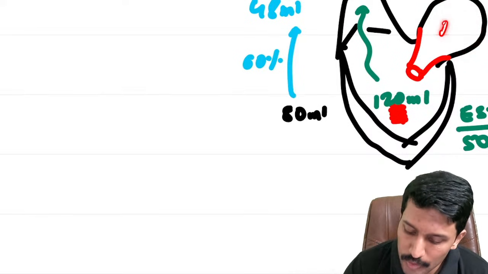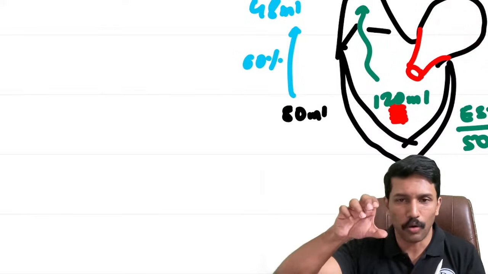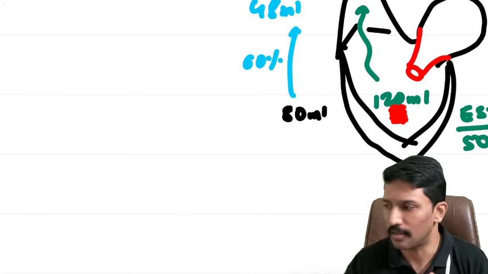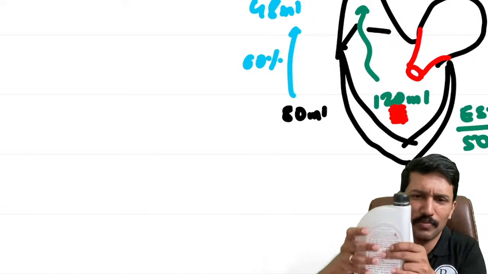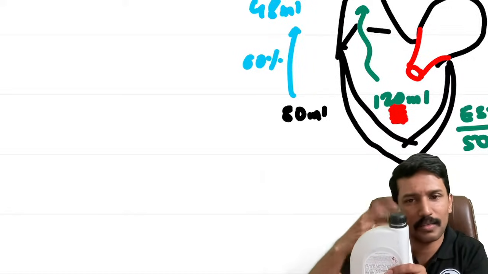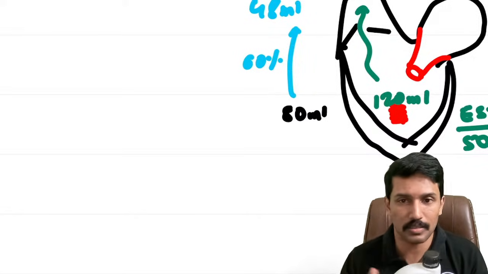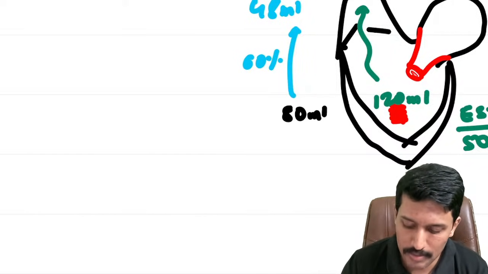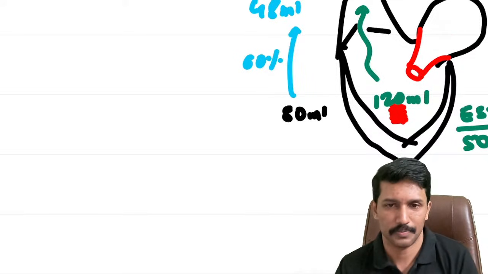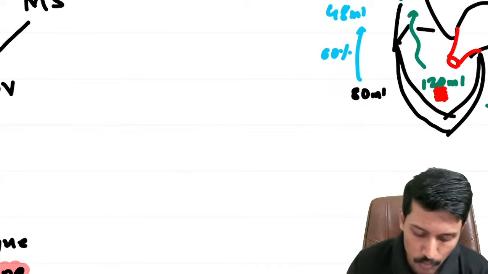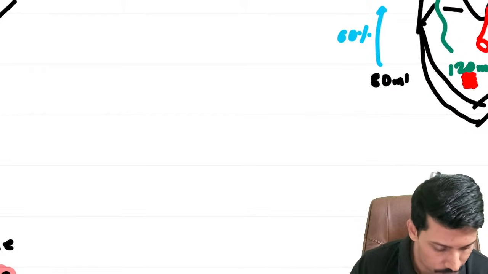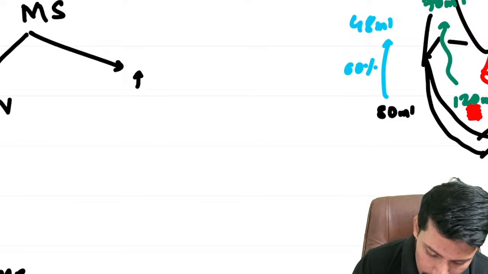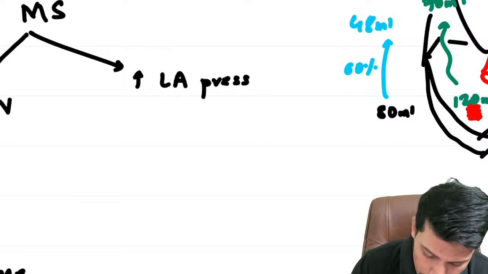Okay. What will happen to the pressure inside the left atrium? See, I have a bottle, I'm squeezing it, but the opening of the bottle is small. So inside the bottle, pressure will increase, right? Now nature does not want the pressure in this bottle to increase. So then what should nature do? If the opening is narrow, there is an increase in left atrial pressure. But nature doesn't want you to increase the pressure. So what should nature do? So mitral stenosis leads to increase in left atrial pressure.